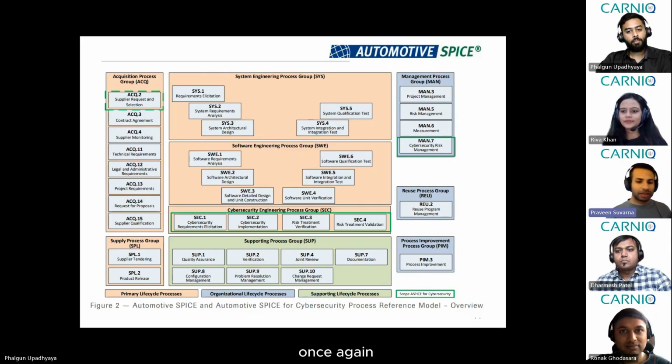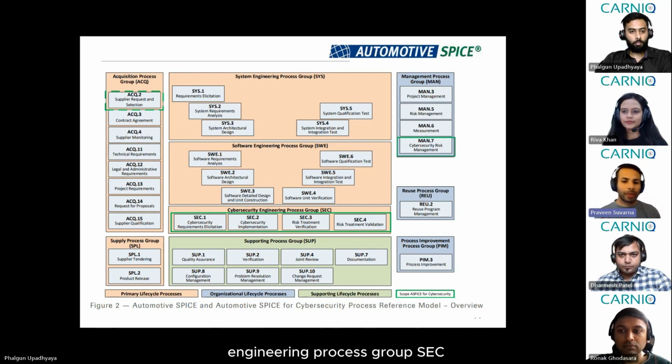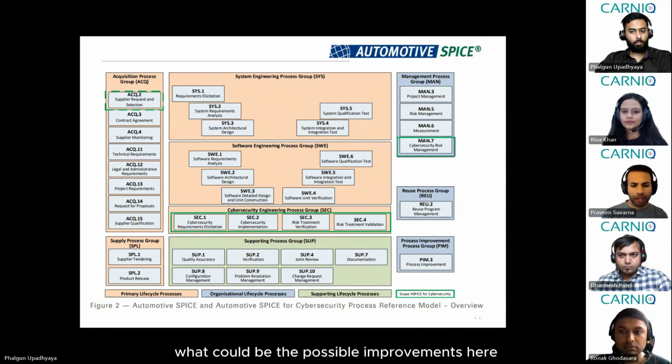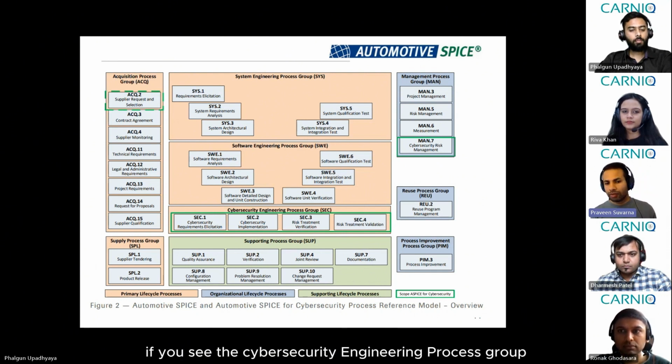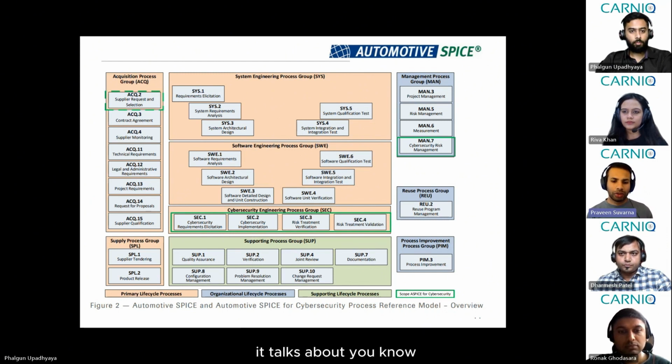Okay, now once again coming back to Cybersecurity Engineering Process Group, SEC. Can any of you tell me what could be the possible improvements here when you see only 4 processes? Because whenever we talk about a V model, there are different abstraction levels, right? However, the Cybersecurity Engineering Process Group talks about one process on requirement elicitation and one on implementation.